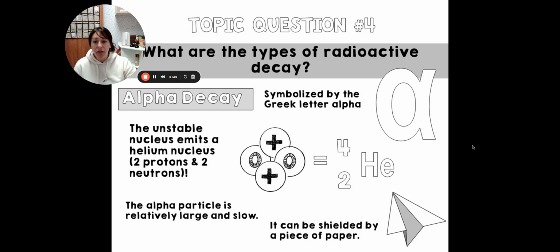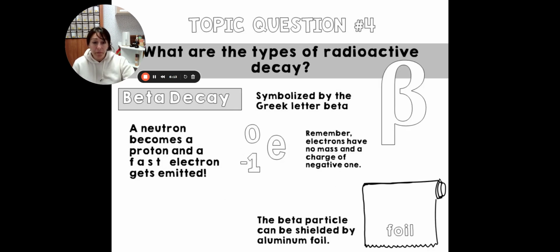Okay, alpha decay is our first topic. In alpha decay, you have an unstable nucleus that gives off 2 protons and 2 neutrons, which together form a nucleus of helium. So we would have an unstable nucleus that essentially gives a helium away to be stable. The alpha particle, which is this helium nucleus here, is slow and large and fairly low energy. So if there was radioactive decay occurring and an alpha particle was given off, you could actually just hold up a piece of paper and block it. Okay, it's slow, it's low energy, and it's large.